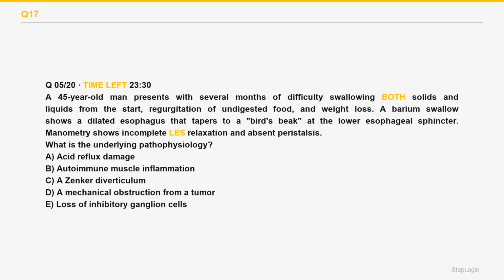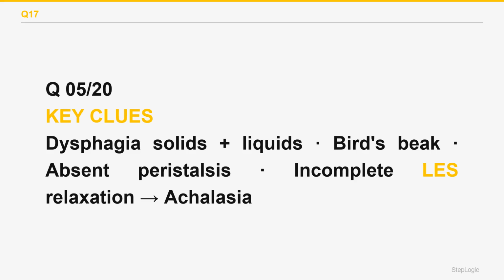Read the command, underlying pathophysiology. Dysphagia to solids and liquids, bird's beak, absent peristalsis, incomplete LES relaxation: achalasia, loss of myenteric inhibitory neurons. Achalasia results from the loss of inhibitory ganglion cells in the myenteric Auerbach plexus of the esophagus.